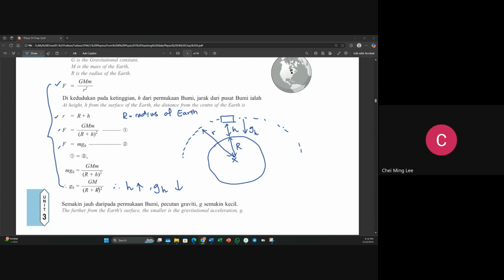From here you can see it's inversely proportional. So when the height increases, g_h will go down. It means that the farther away it is from the surface of the Earth, the gravitational force or the gravitational acceleration will get lower. Understand? Okay, this is how. All right, jot this down. Just draw like this. Easy.